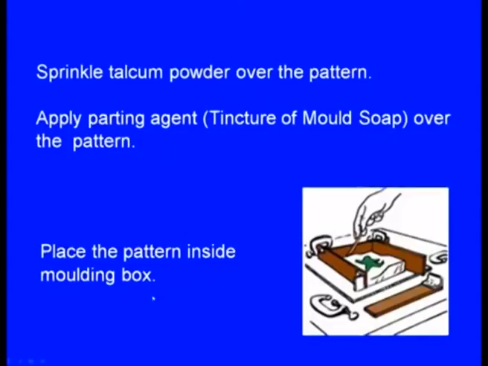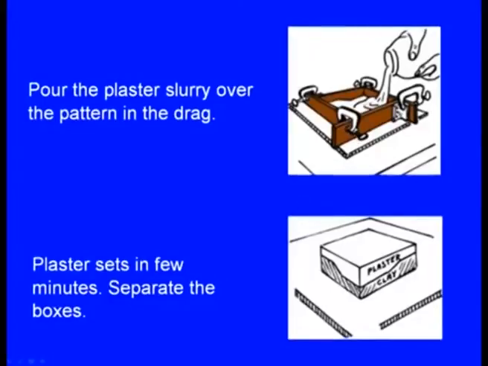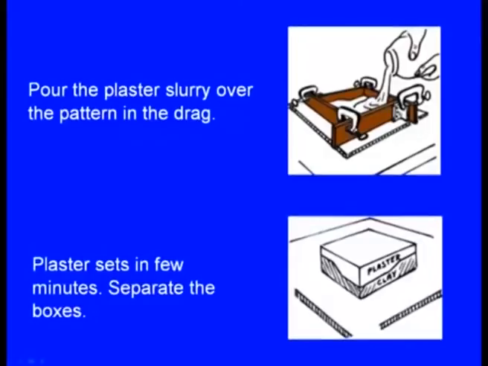Now, place the pattern inside the molding box. So, this is the molding box. Inside this molding box, place the pattern. Now, pour the plaster slurry over the pattern in the drag. Inside there is already the pattern, and around the pattern we have placed the molding box. Now, pour the plaster slurry over the pattern in the drag molding box. This plaster will set in a few minutes. After that, on the 4 sides there are 4 boxes, right. These must be separated.